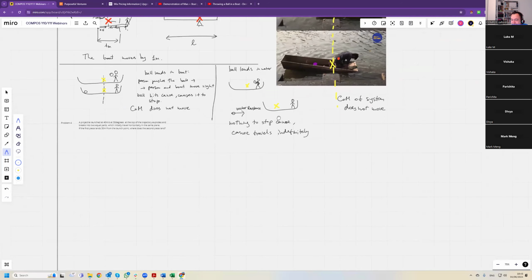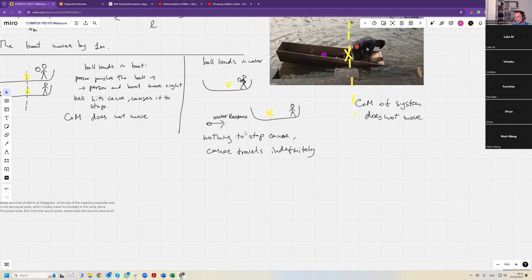It probably sounds crazy, right? Because how can water resistance on the ball cause the boat to move? This makes no sense whatsoever. But that's how it is. You push against the ball. It causes you to move back.